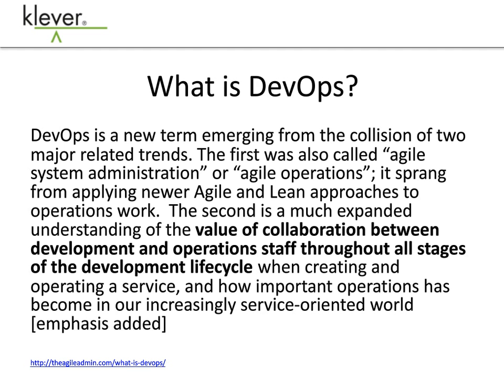And so, it's a really lean approach to development where we don't have a lot of the overhead, and that's a good thing and a bad thing. And we're going to see the implications of that for the support and the ITSM organizations in just a moment. And the second part of this, and this is the part that I really think is the most important, is a much expanded understanding of the value of collaboration between development and operations staff through all the stages of the development lifecycle when creating and operating a service, and how important operations has become in our increasingly service-oriented world.